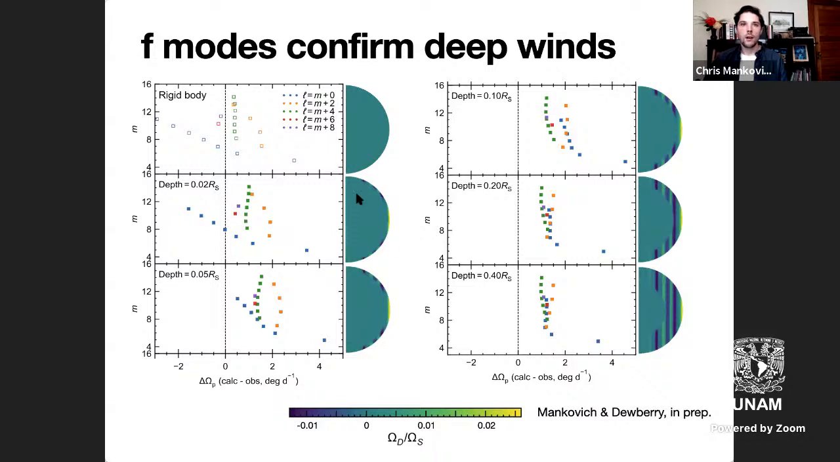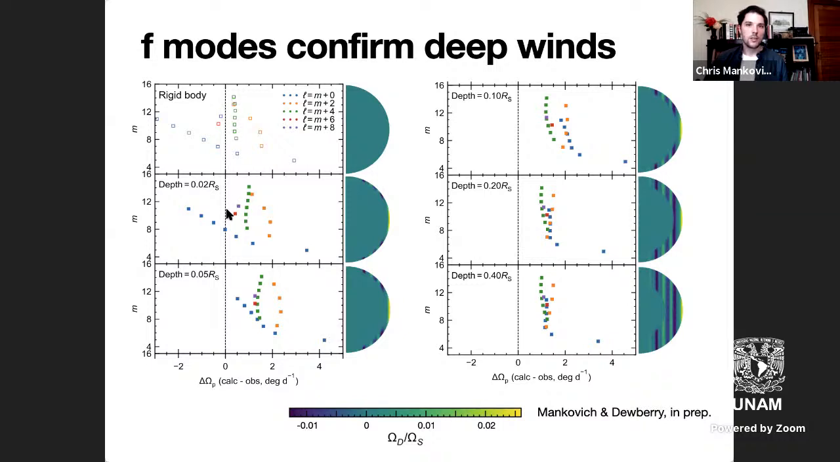We're finding in ongoing work that the F mode frequencies, with this nice tool that Janos Dewberry developed to calculate these mode frequencies more accurately than was possible before, because it accounts for rotation in a complete way, are really confirming the finding from gravity science that the zonal winds inside Saturn are quite deep. So now we're plotting mode frequency residuals, not just for one M value, but for a large swath of M values, and the residuals don't look great for a rigid body model.